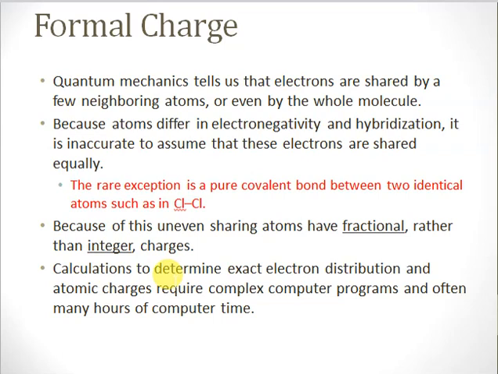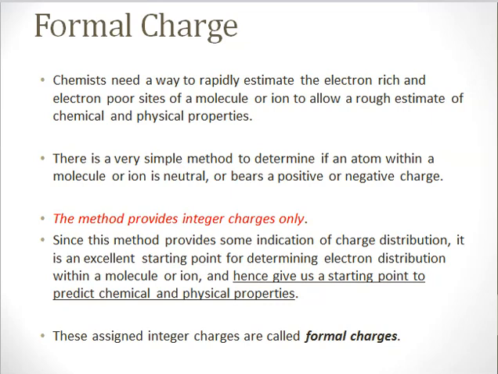Further, we have seen that quantum mechanics shows that electrons are never shared equally, and the atoms which are bonded through a covalent bond have a fractional charge. So we cannot show an integer charge because we are here considering the covalent bond, right? And in order to calculate this fractional charge, there are complex computer programs which are very complicated and also very much time consuming.